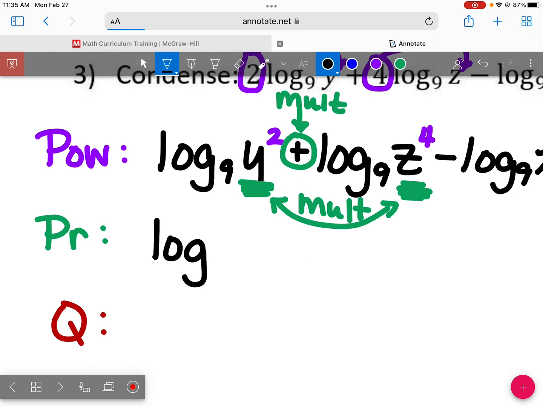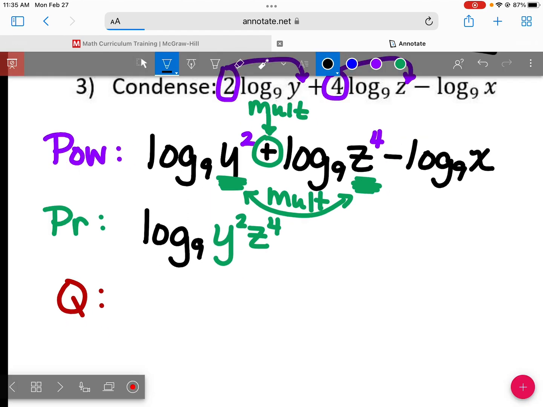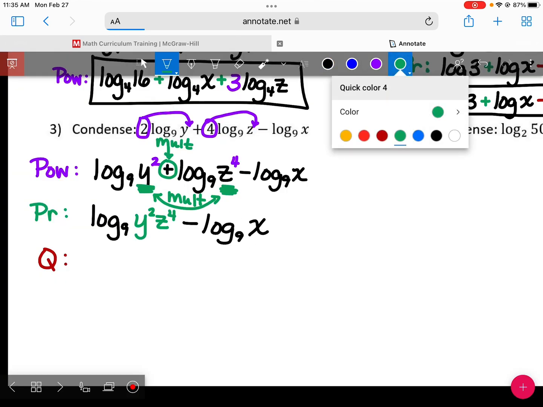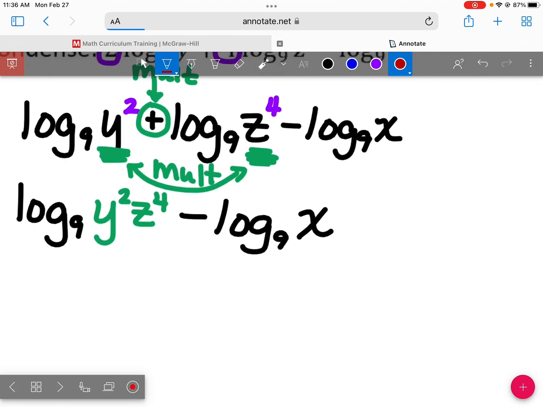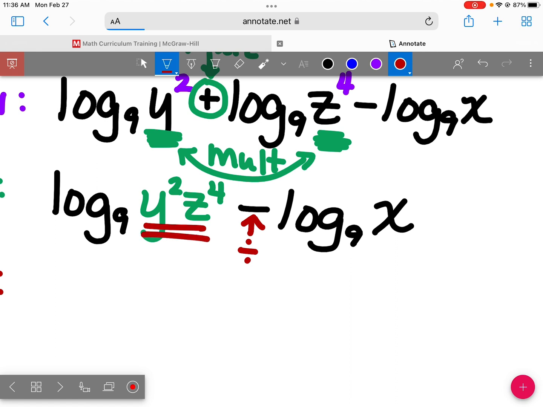So I would have log base 9 of y squared z to the 4th. And then I'm going to bring this other log down because I didn't touch that one yet. Minus log base 9 of x. Do I need the quotient property? Yes. What do I look for to know whether or not I need to use it? Subtraction between them. This is going to become division. This first argument will go up on top, and the second argument will go on the bottom.